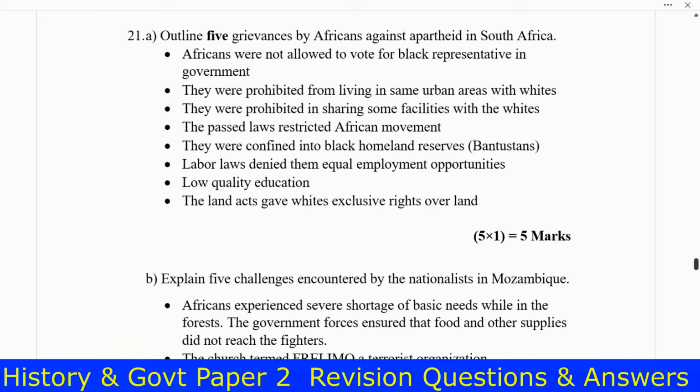Next, they passed laws that restricted African movement. Next, they were confined into black homeland reserves. Next, labor laws denied them equal employment opportunities. Next, low quality education. Next, the Land Act gave whites exclusive rights over the land.